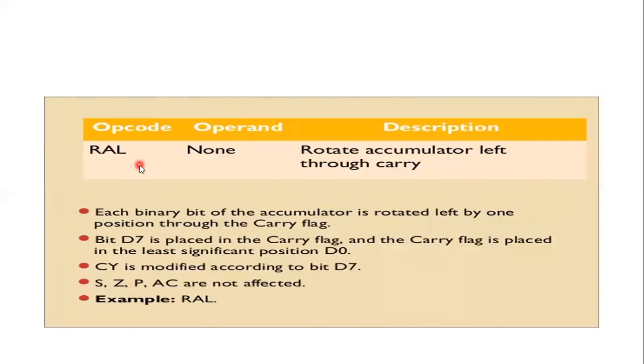Then the next one is RAL, rotate accumulator left through carry. So each binary bit of the accumulator is rotated left by one position through the carry flag. Bit D7 is placed in the carry flag and the carry flag is placed in the LSB. Then carry is modified according to bit D7. Then other flags are unaffected. So RAL.